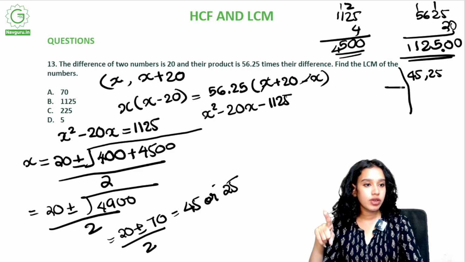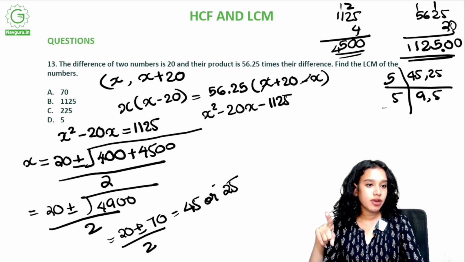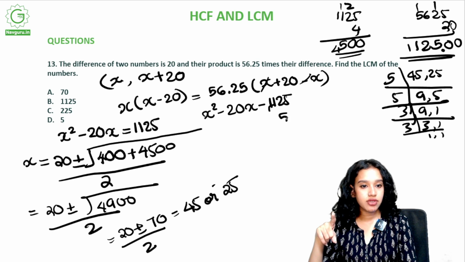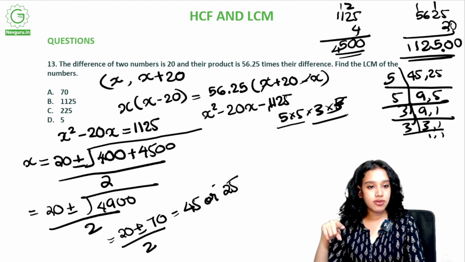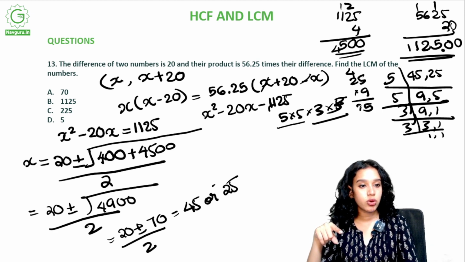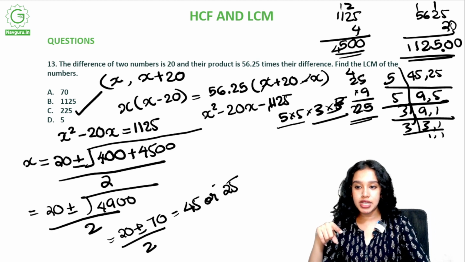So we could do this with 5, we'll get 9 and 5. Again with 5, we'll get 9 and 1. With 3, we'll get 3 and 1. Again with 3, we'll get 1 and 1. So it's 5 into 5 into 3 into 3, which is 5 5s are 25, 25 into 9. 9 5s are 45, 9 2s are 18, 18 plus 4 is 22. So the answer for this question is 225.